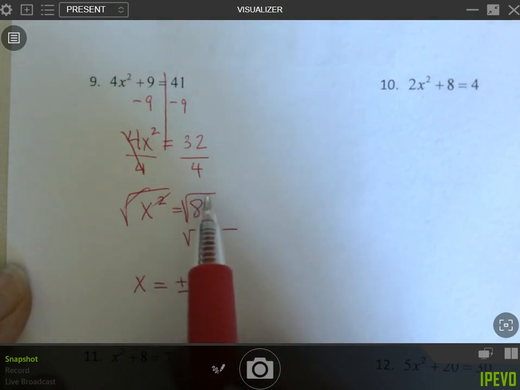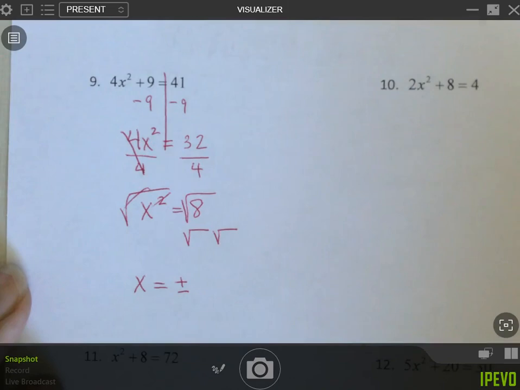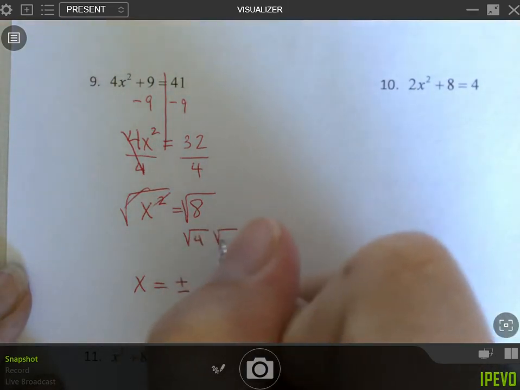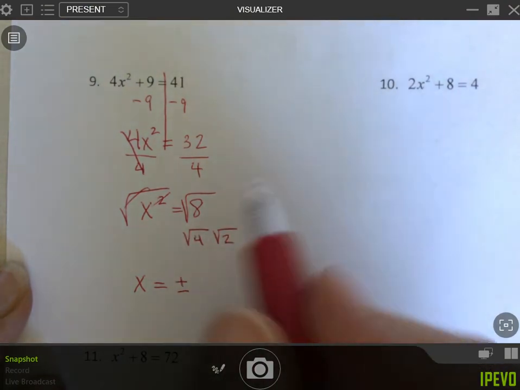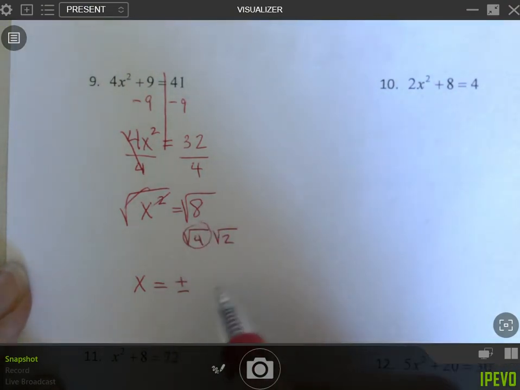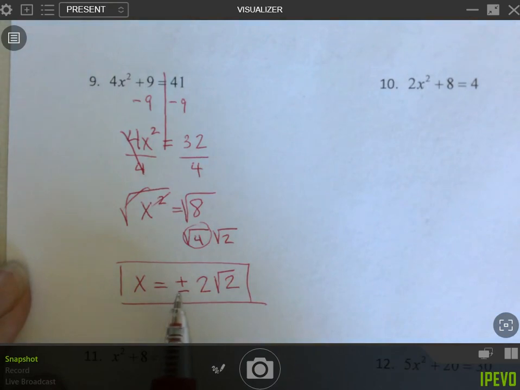Because this is under a square root, you've got to keep the square root signs. What's a perfect square that divides into 8? Use your times table if it helps you. 4. 4 and 2, I agree. Please, please, please put your perfect square first so we don't mix it up. What is the square root of 4? 2. Keep the square root of 2.